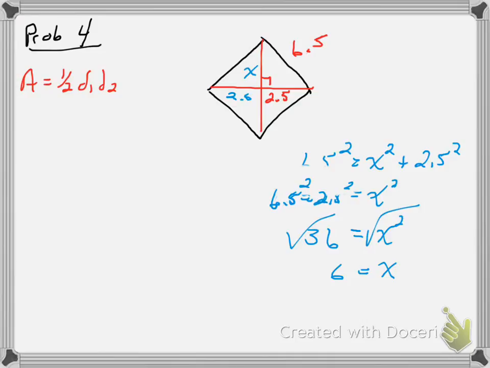Got a little ahead of myself. So if this is 6, this other side here is 6 as well. So we end up with area being 1/2 of diagonal 1, which is 5, 2.5 plus 2.5, times diagonal 2, which is 6 plus 6, which is 12. And that's going to be 30.